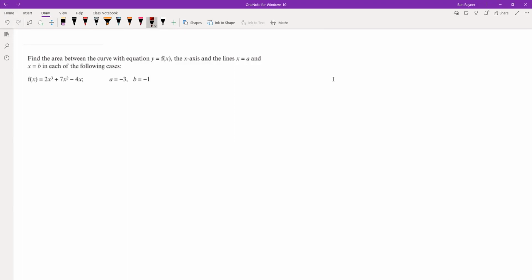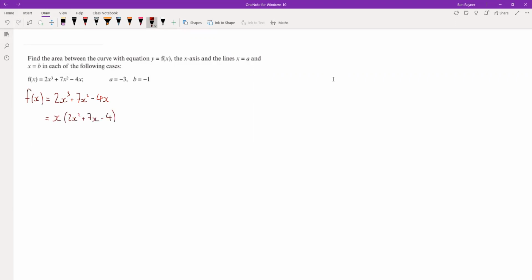So x is A, x is B, so the vertical lines. So we're going to start by sketching this. So I'm just going to rewrite this because it's a bit fuzzy at the moment. So f of x is 2x cubed plus 7x squared minus 4x. Now the first thing I'm thinking is this has got an x that can be factorized out. So that's the very first thing I'm going to do.